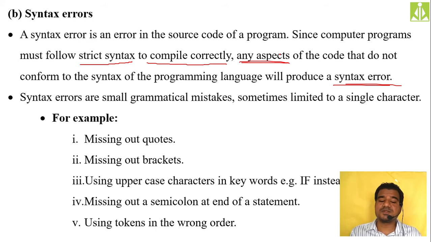Syntax errors are small grammatical mistakes, sometimes limited to a single character. Even a missing single character will generate a syntax error. Let us assume in the syntax there is a comma and you're not keeping that comma in your program. Then what will happen? Your compiler will generate a syntax error. Your compiler will detect that and tell you that you're not following the syntax rule. You're getting an error over here at so and so line, at so and so word. Like that, your compiler will show you.